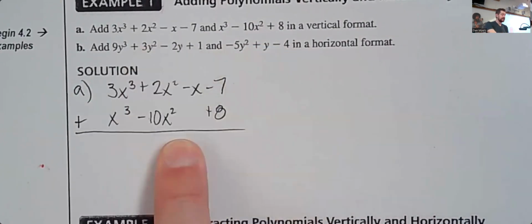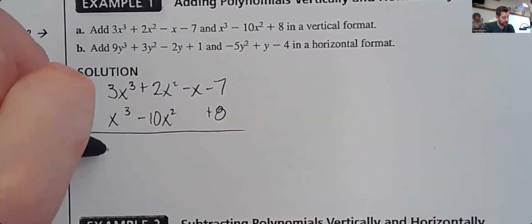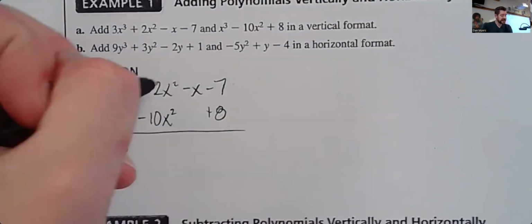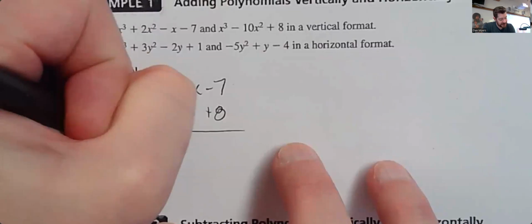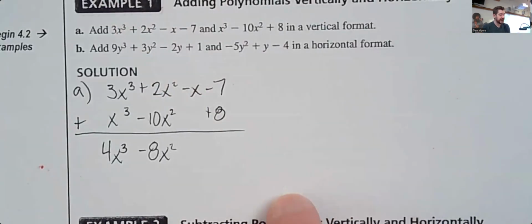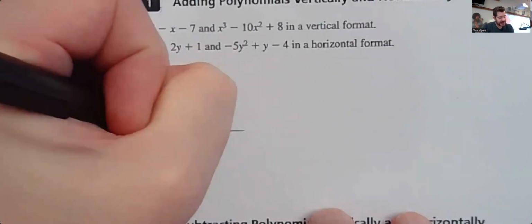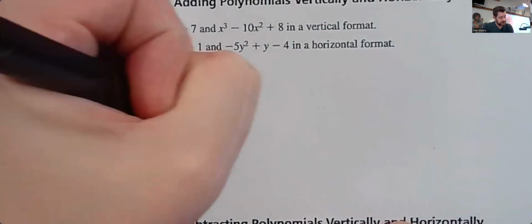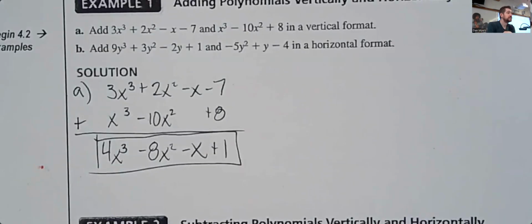And then all we do is combine like terms. That's it. There's nothing special going on here. So 3 plus 1 is 4, so that'd be 4x to the power of 3. Remember, when you combine like terms, variables and exponents stay the same, and you just add or subtract the coefficients. 2 plus -10 is -8, so that'll be -8x squared. -1 plus 0 is -1, so minus x. -7 plus 8 is +1, so plus 1. So that's the answer. It's literally combining like terms. That's all you have to do.